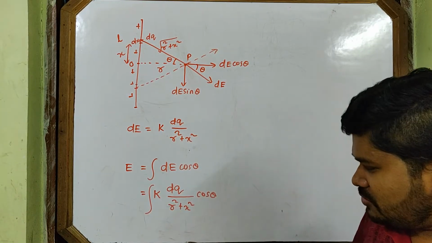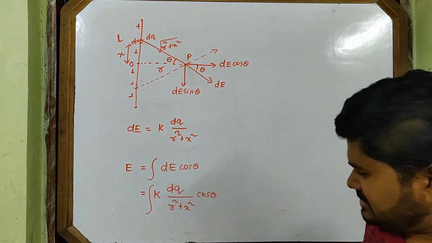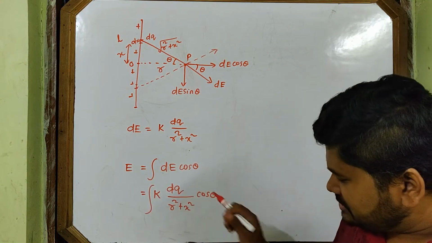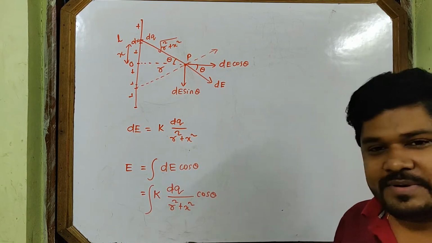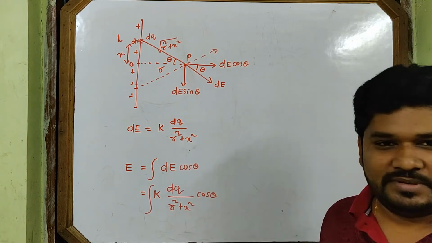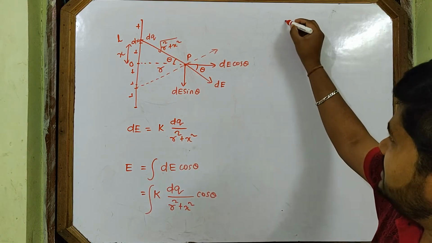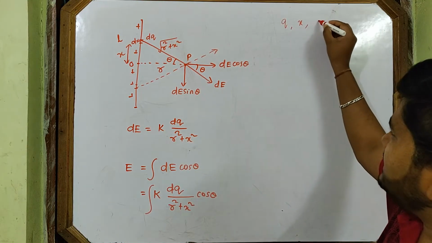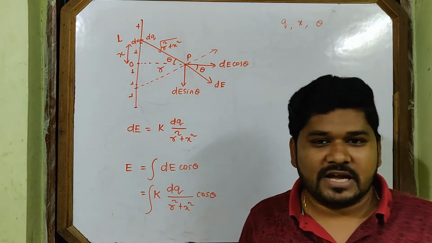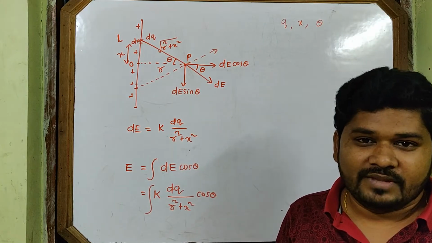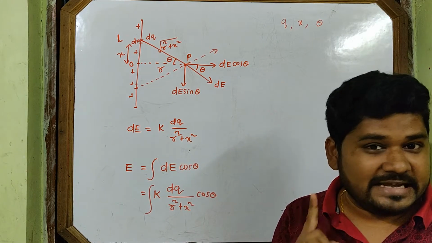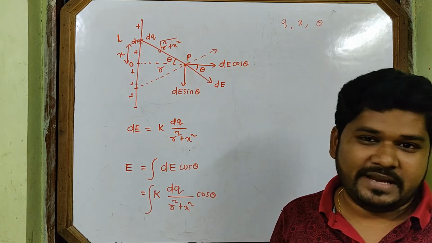Okay. So how to do this integration? Here, how many variables are there? You see q, x, theta. Three variables. How will we do the integration? You know only integration of a single variable, but here are three variables.